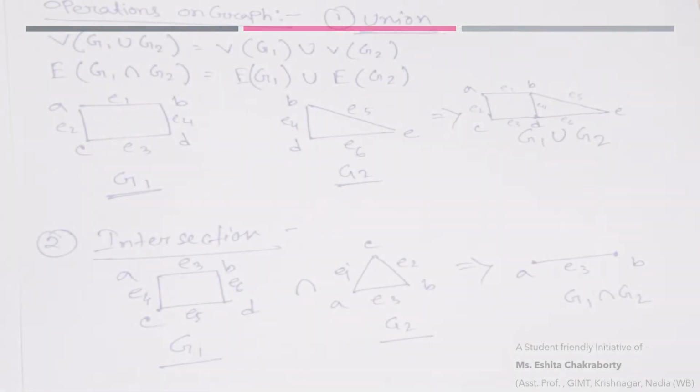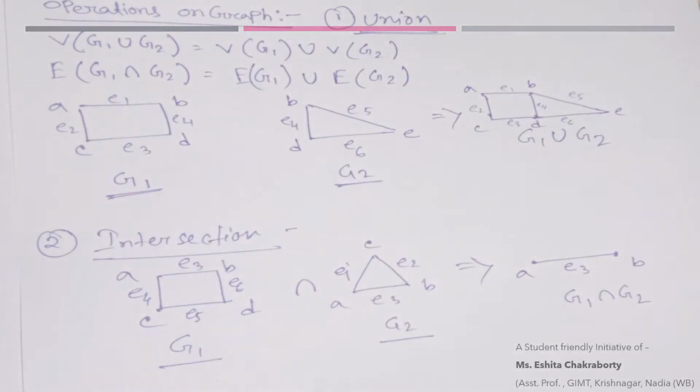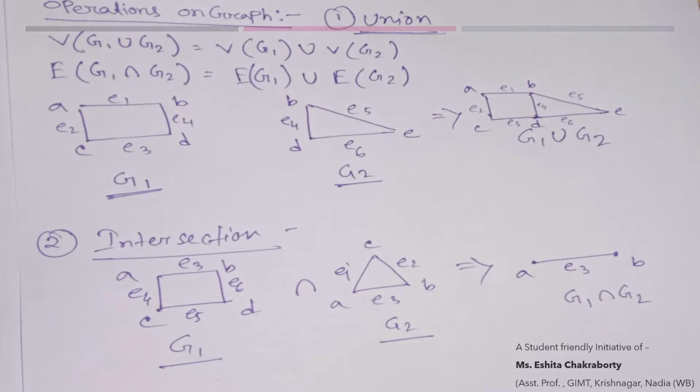First operation is union. As the name suggests, union means combination of all, that is, the union of graph one and graph two. If two graphs are given and we have to take the union of these two graphs, then we have to combine these two graphs. So if there are two graphs G1 and G2, the vertex set V(G1 union G2) equals V(G1) union V(G2), and the edge set E(G1 union G2) equals E(G1) union E(G2).